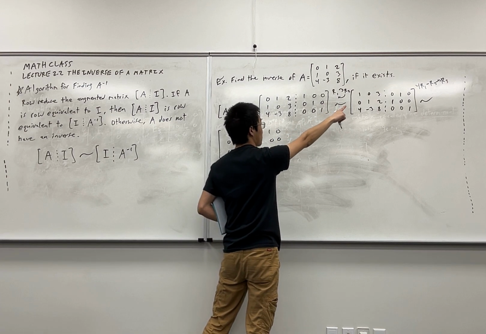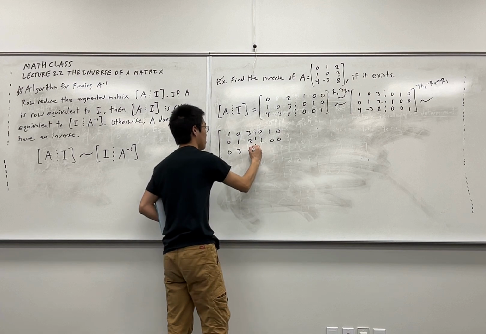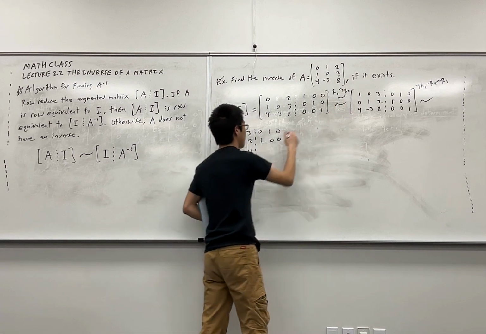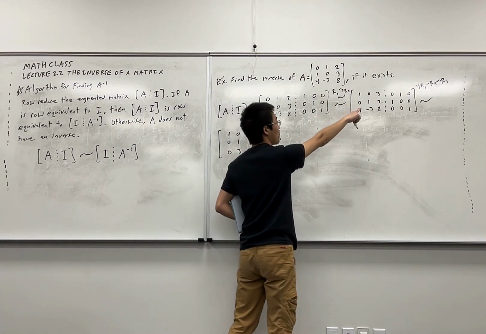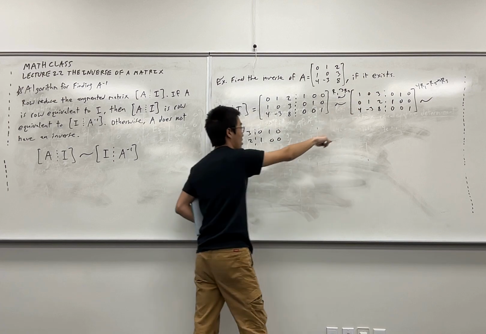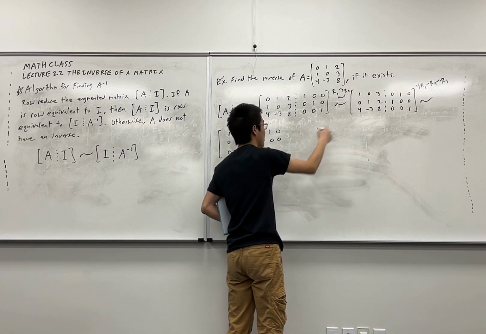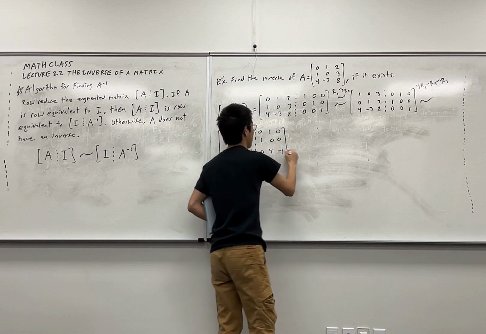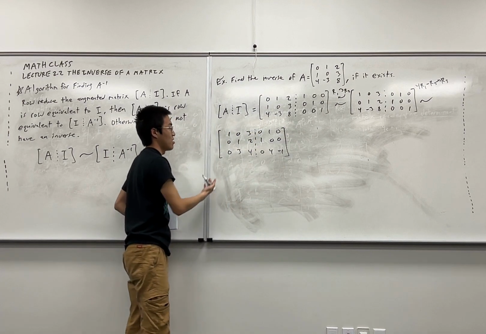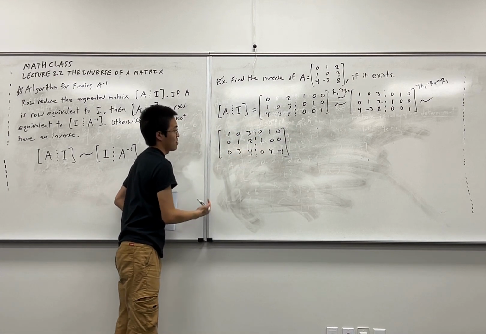3 times 4 is 12, and 12 take away the 8 is 4. 0 and 0 is a 0. 4 times that 1 is 4. Subtract 0 from it, you get 4. And then 0, 4 times 0 is still 0, negative 1. So now, this is what we've got so far.